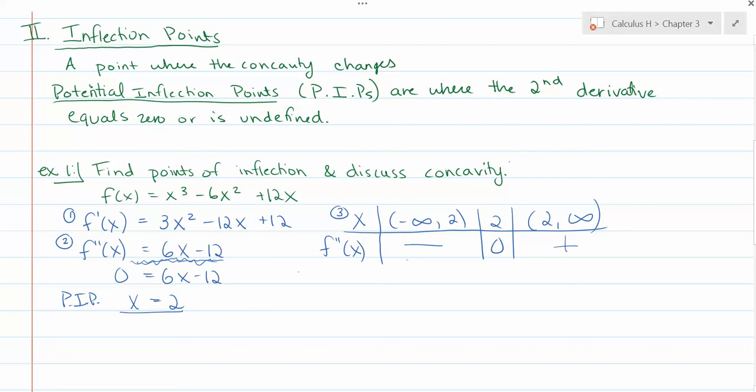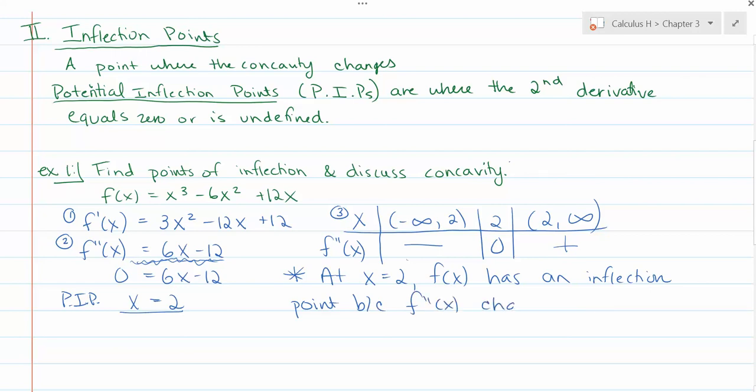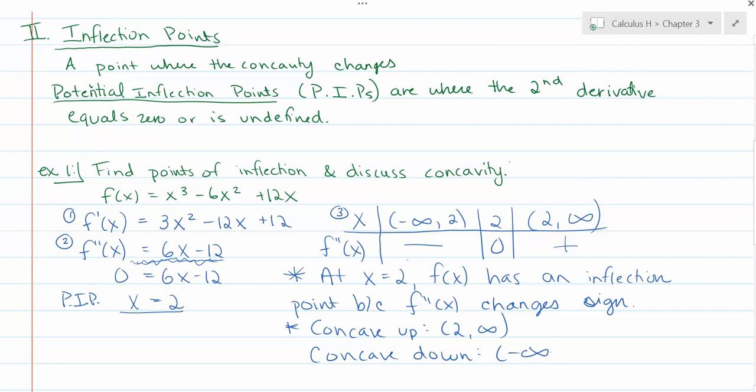Therefore, we can make a concluding statement: at x equals 2, our original function f of x has an inflection point because f double prime of x changes from negative to positive, or changes sign. If you wanted to list concave up intervals, it would be from 2 to infinity, and concave down would be negative infinity to 2. Okay, so that is it. Let me know if you have any questions.